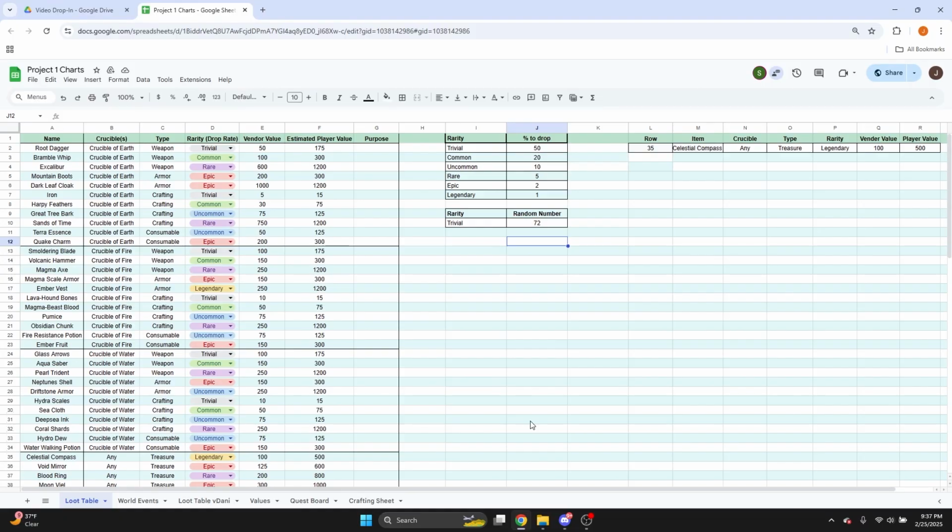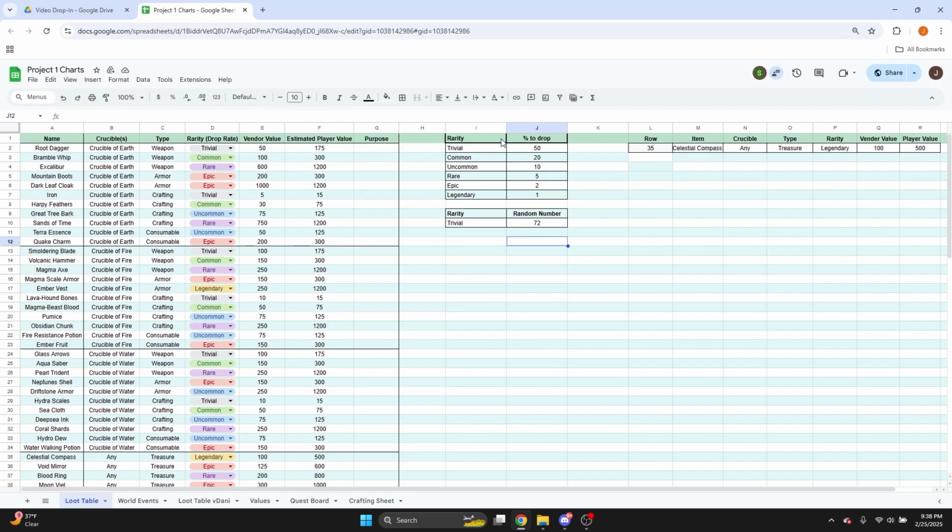Here is an explanation of the loot table. At the top left, starting with the item name, we have the crucible that it's from, the item type that it is, the rarity of the item, what vendors will sell that item for, and what we think players will sell that item for. We also have a purpose category for any more specific item details that we might need to put in there.